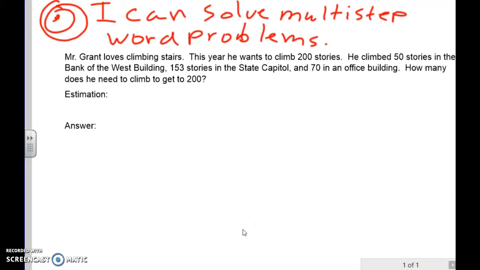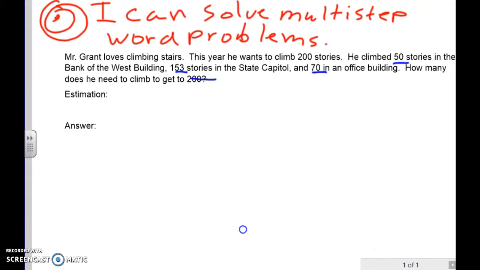So anyway, I'm going to do an estimation. So I'm trying to get to 200 stories. So I'm going to round these. Two of these numbers really don't need to round. I'm going to keep the 50 at 50, 70, I'm going to keep it 70. I know 5 and 7 is 12, so that's 120. I'm going to round this to the nearest 10, so that's 150. So my estimation would be 120 plus 150.